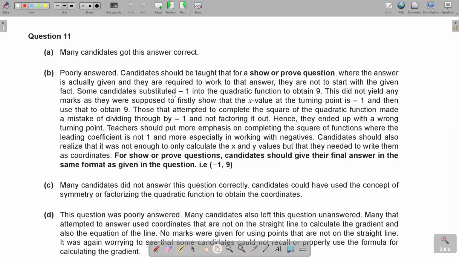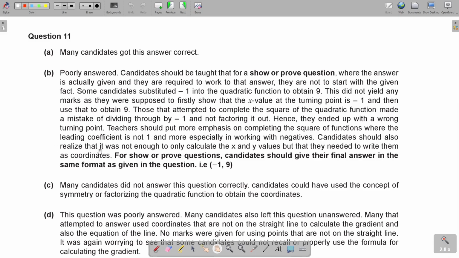Some candidates substituted negative 1 into the quadratic function to obtain 9. This did not yield any marks, as they were supposed to first show that the x value of the turning point is negative 1 and then use that to obtain 9. Those who attempted to complete the square made a mistake of dividing through by negative 1 and not factoring it out, keeping the negative outside. Hence, they ended up with a wrong turning point. Teachers should put more emphasis on completing the square, that's the method we did, of functions where the leading coefficient is not 1, but negative 1 in this case, and more especially in working with negatives.